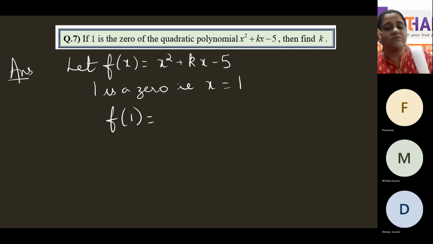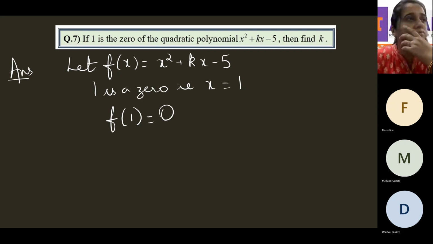When you put the value of the zero in place of x, what will be the value of the polynomial? It'll be 0. The value of the polynomial will be 0. See, 1 is a 0. So in place of x, if you use 1, the value of the polynomial will be 0. f of 1 will be 0. 1 is a 0 means in the polynomial, in place of x, if you put 1, the value of the polynomial is 0. That means f of 1 is 0.